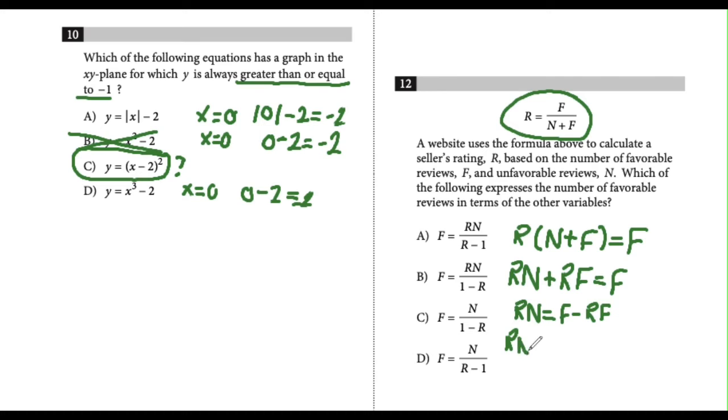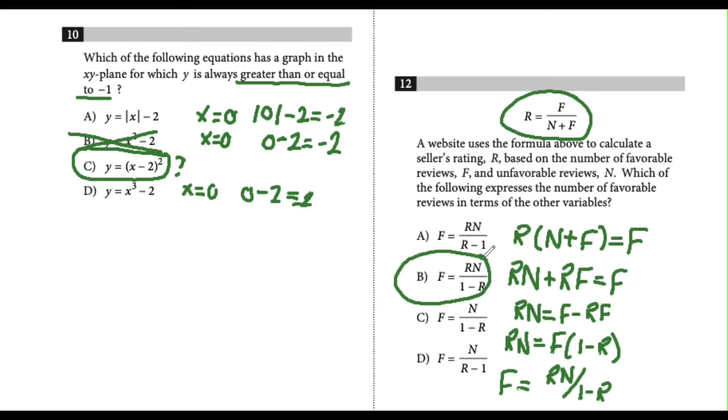We're going to have Rn equals F times 1 minus R. Here we factored out the F. And then finally, to get F by itself, we can divide both sides by R minus 1. So we'll get that F equals Rn divided by 1 minus R, or answer choice B.